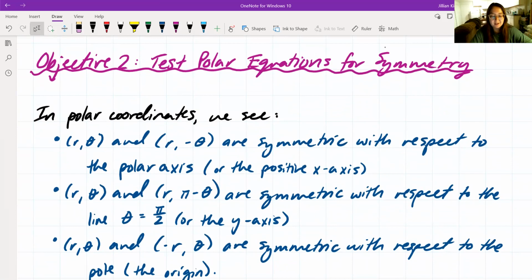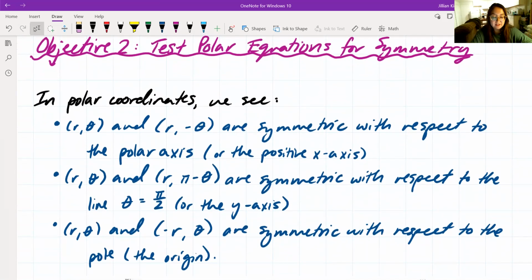All right, objective 2, we're going to test polar equations for symmetry. So in polar coordinates, we say that (r, theta) and (r, negative theta) are going to be symmetric with respect to the polar axis. Remember, this is our positive x-axis in our rectangular coordinate system. Points that are (r, theta) and (r, pi minus theta) are going to be symmetric with respect to the line theta equals pi over 2. In this case, the line pi over 2 just corresponds to the y-axis. Then we have (r, theta) and (negative r, theta), which are symmetric with respect to the pole or the origin.